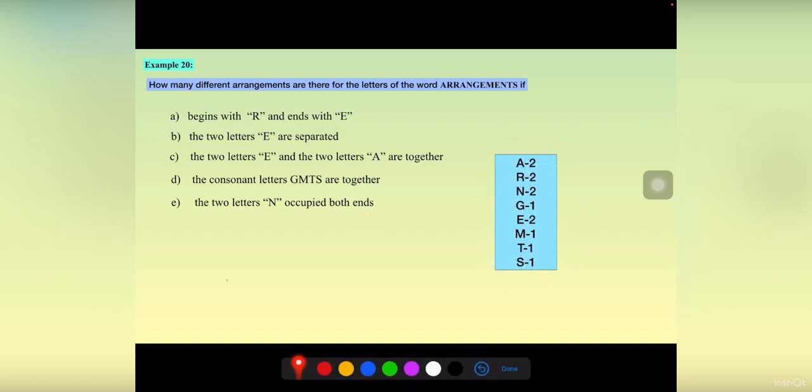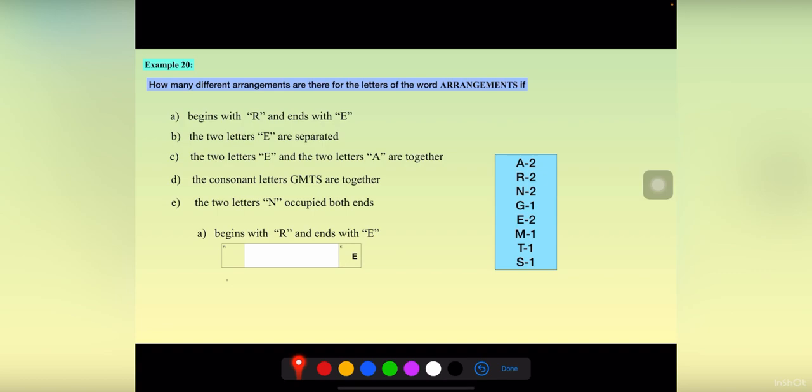Okay, if you go to the word ARRANGEMENTS, we have A twice, R twice, N twice, G once, E twice, M once, T once, and S once. And then we start with part A first: begin with R and ends with E.